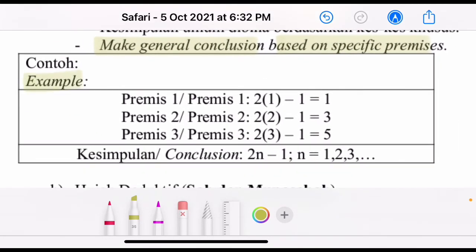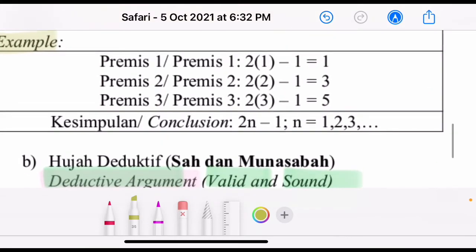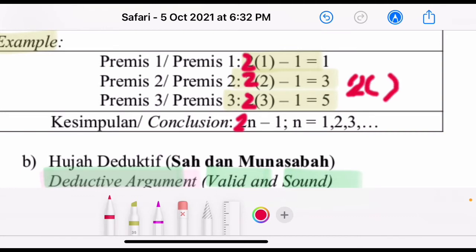For example, we have premise 1 like this, premise 2 like this, premise 3 like this. Then we will study the pattern. The 2 is there, so we copy. That's the conclusion. How do we make the conclusion? Every term also has a bracket, so first we write 2, then the bracket. And the one that keeps on changing is 1, 2, 3.